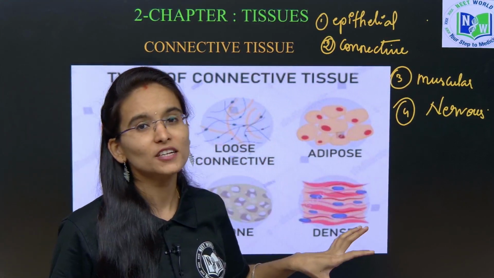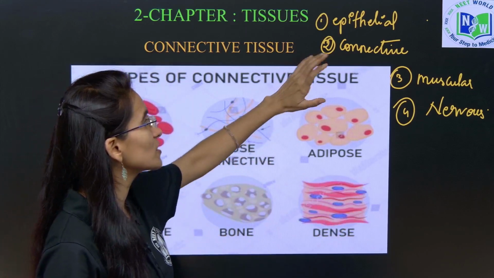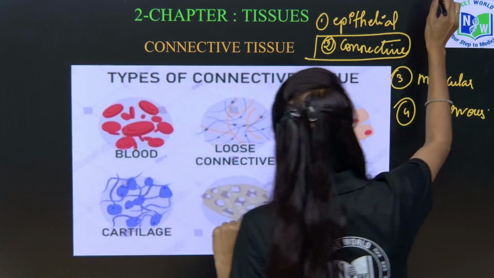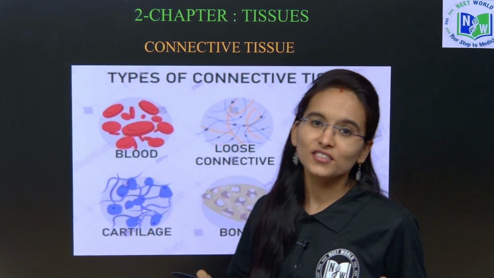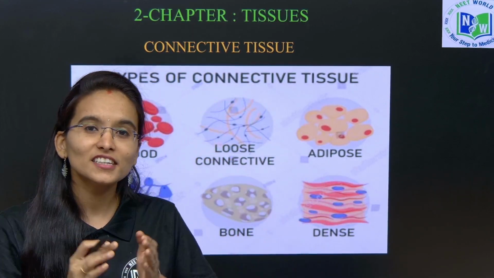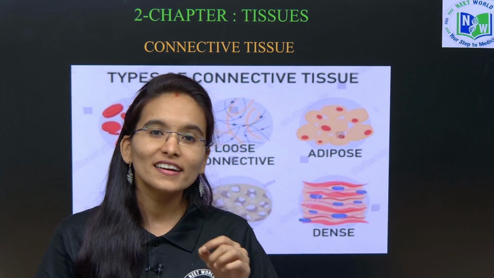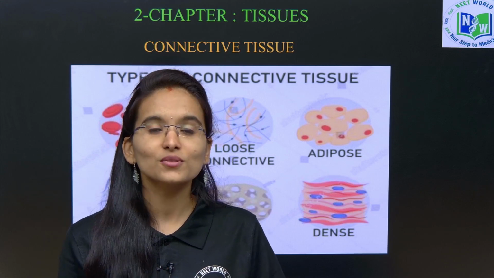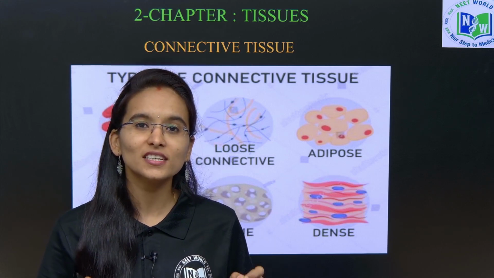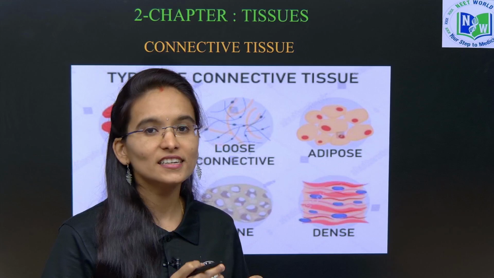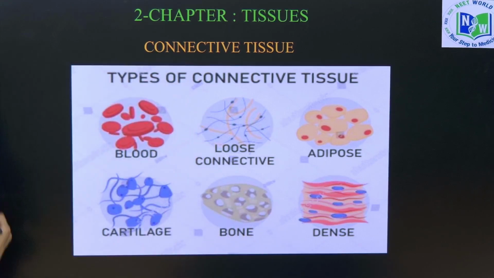In today's session we are going to discuss the second type of tissue, that is connective tissue. What is connective tissue actually? As the name itself indicates, the connective tissue is involved in connecting or binding the cells of one tissue with another tissue. So the main function of the connective tissue is to bind and keep all the organs connected in position.